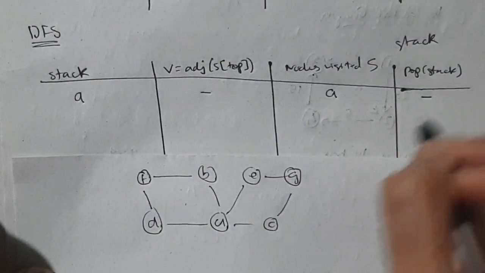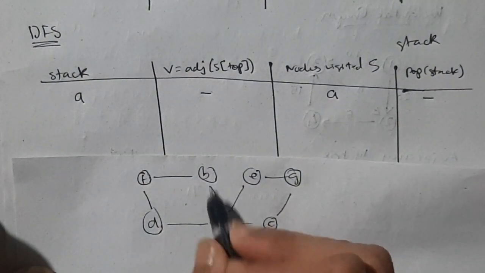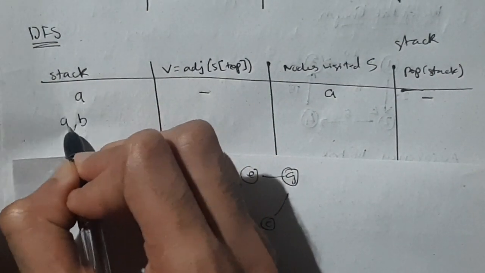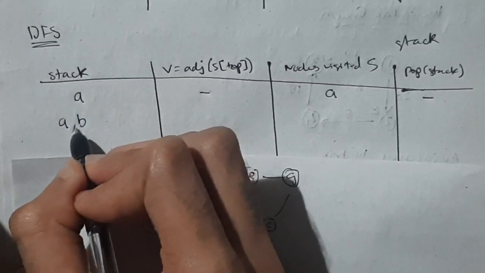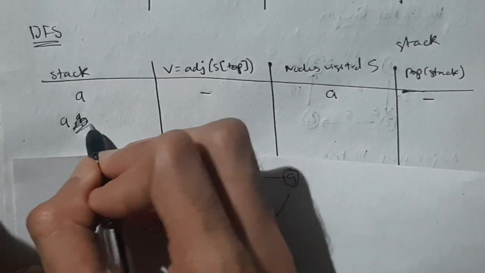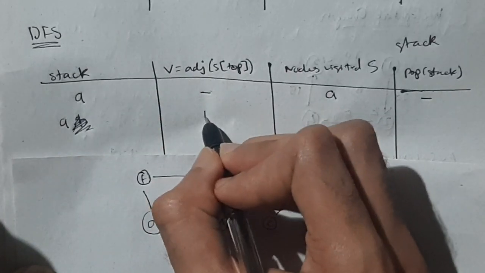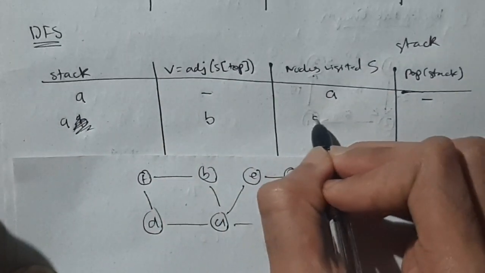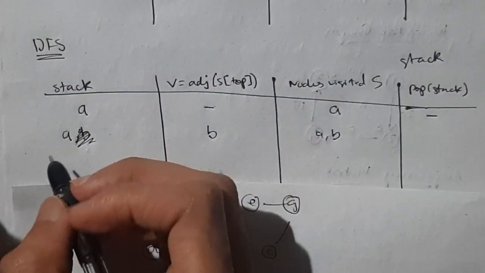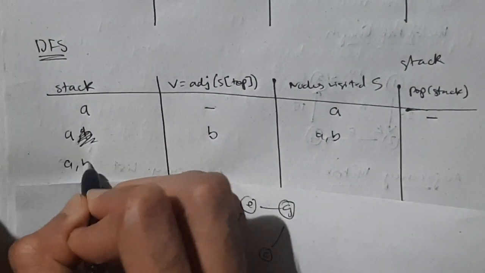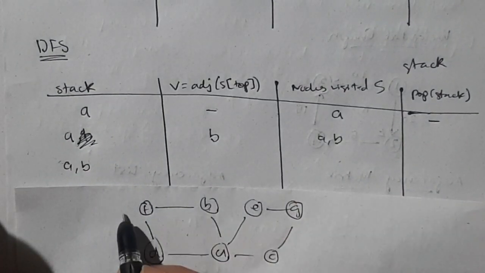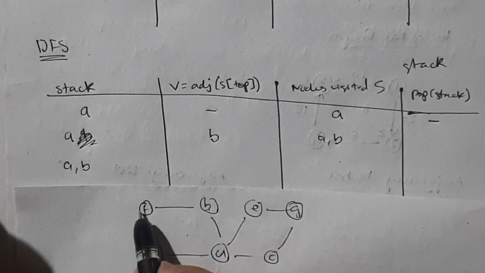Now next, check the alphabetical order. A is connected with B, so you will write B in the stack along with A, A comma B. Then this is the second step. First only A will be written. Then you will write the adjacent one, B. Then you will write A comma B visited, then here nothing, pop stack. After that you will have A comma B in the stack. Then what is adjacent to B? Adjacent to B is F, right? So you will write F here.